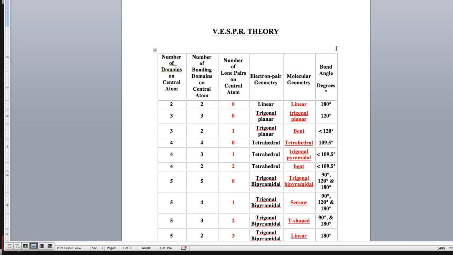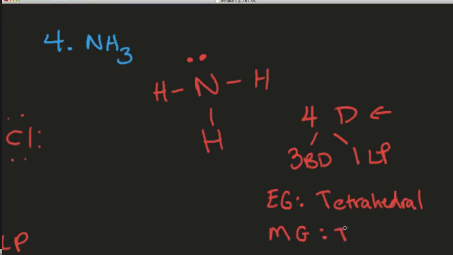let's look it up. Come over here to our table. 4, 3, 1. Trigonal pyramidal.